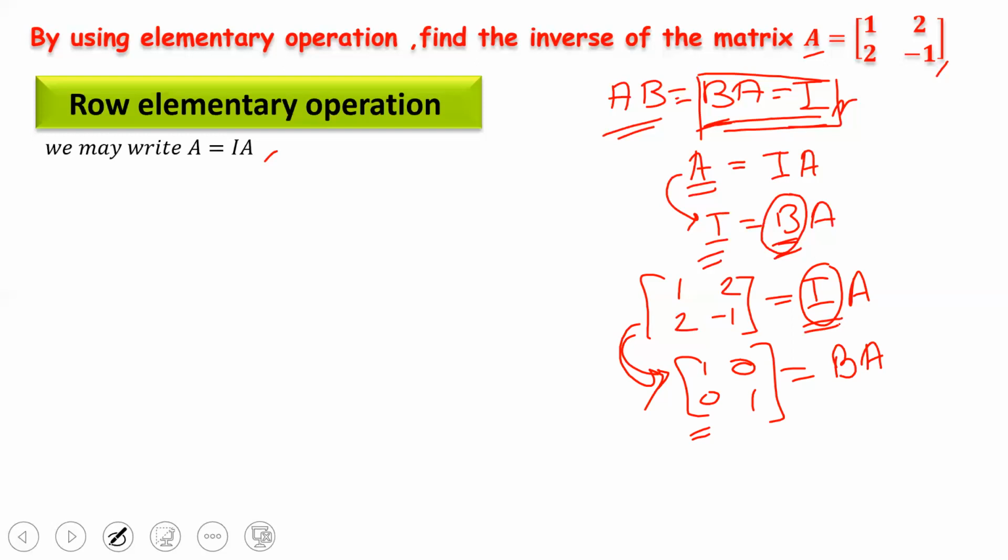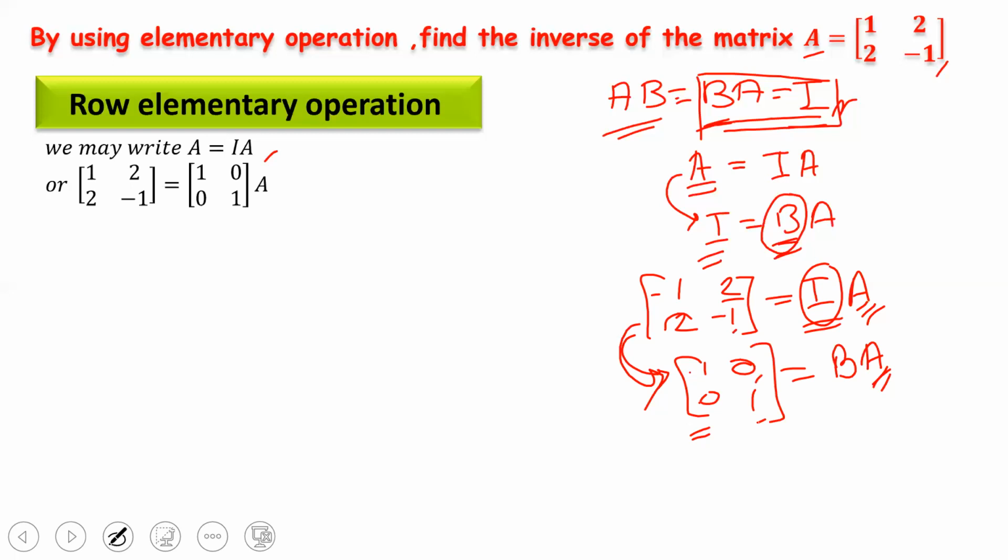This is the process. So firstly, write down the matrix A is equal to I into A. Since I'm not changing this A, no operation will apply on this. We will apply no operation on this A. This A will remain unchanged. Now, what we have to do, I have to make this element 1. No problem. I have to make this element 0 and this element also 0 and this element 1.